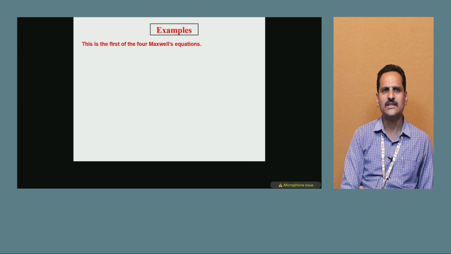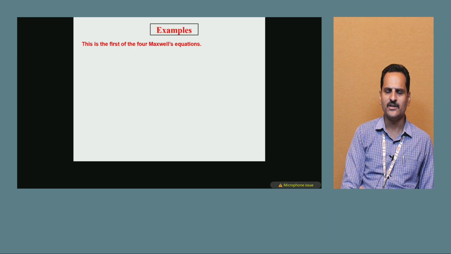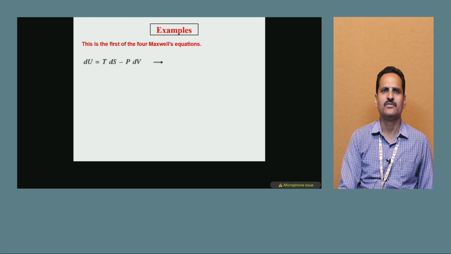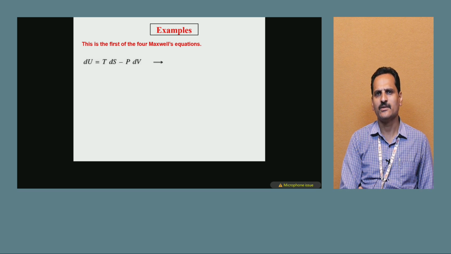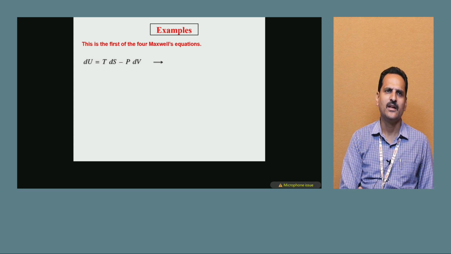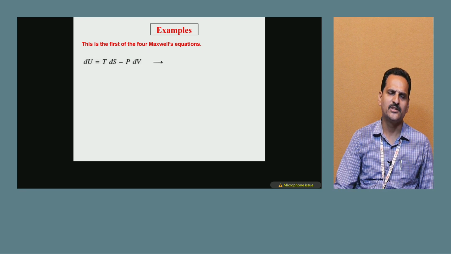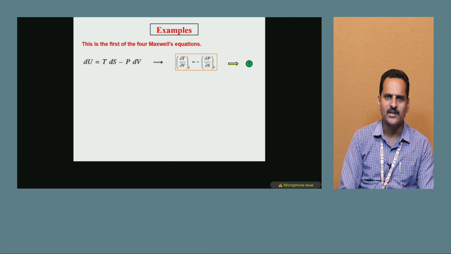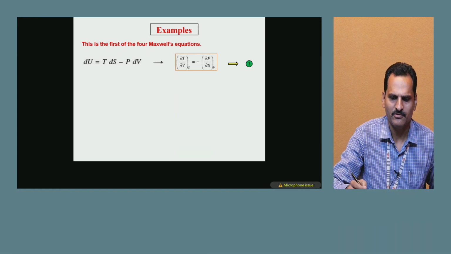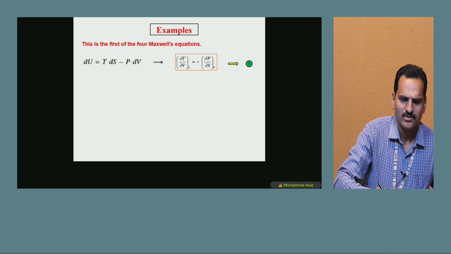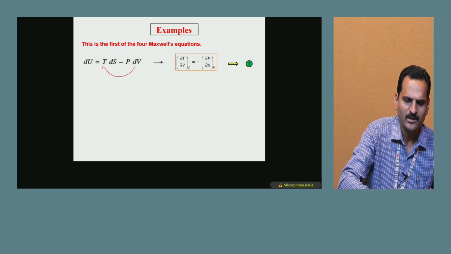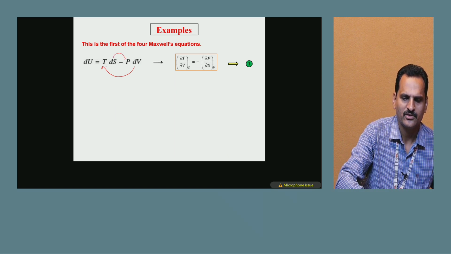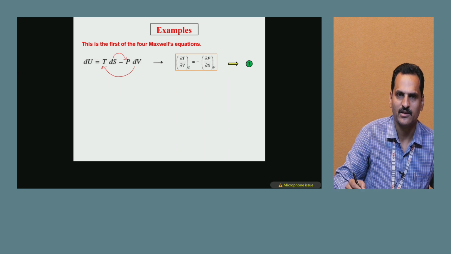So let's start with the first Maxwell equation. As we know, there are four Maxwell equations. Let's start with the first, from the first fundamental property relation: dU is equal to TdS minus PdV. This is called the first fundamental property equation. That can be converted into the first Maxwell equation. If you look at this, ∂T/∂V is equal to minus ∂P/∂S. The minus sign is there, that's why the minus sign will come.